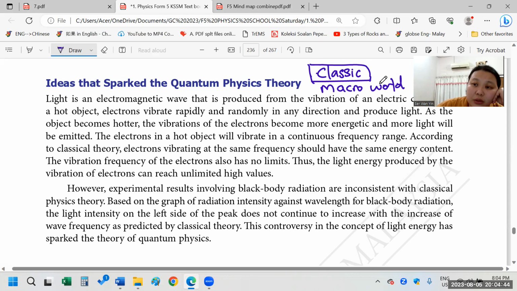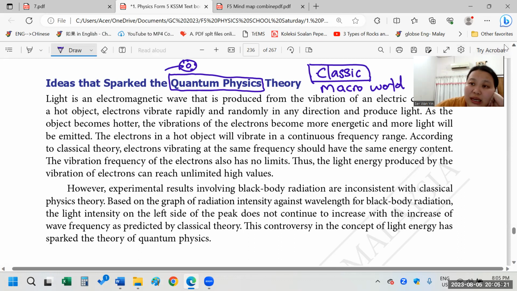A long time ago, they didn't have enough technology to support the survey. But now we have the electron microscope to observe the particles. That's why now we can study quantum physics. It's all about the electron inside the atom. Okay, it's all about proton, electron, neutron.